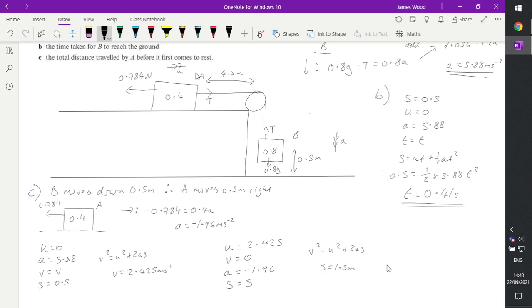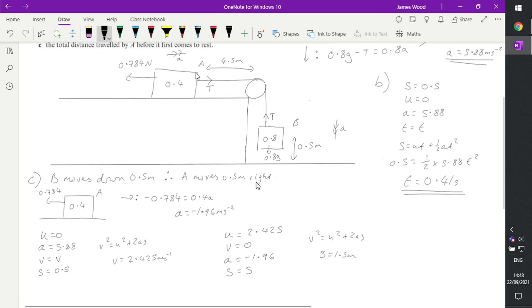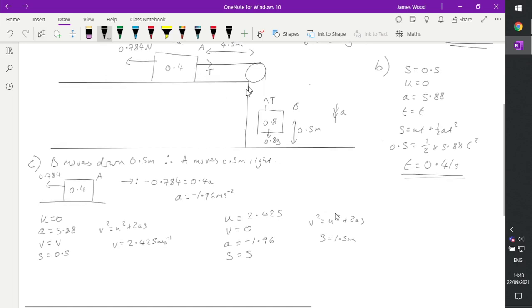Okay, so in total, it moved 0.5 meters to the right whilst B was falling to the floor, and then it moved an extra 1.5 meters just under friction. So it was moving under its own speed that it had built up, and then it was just being slowed down by friction. So in total, that is 2 meters it has moved. So there we go. It's a slightly more complicated question. You've got two different sections of movement, but you've got all the information you need to work it out. And we're going to look at another similar question to that in a moment, but on a vertical pulley.